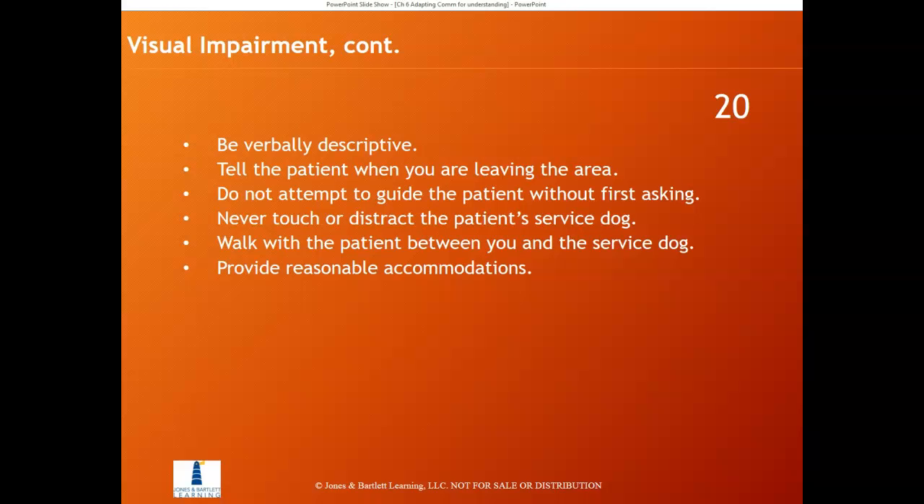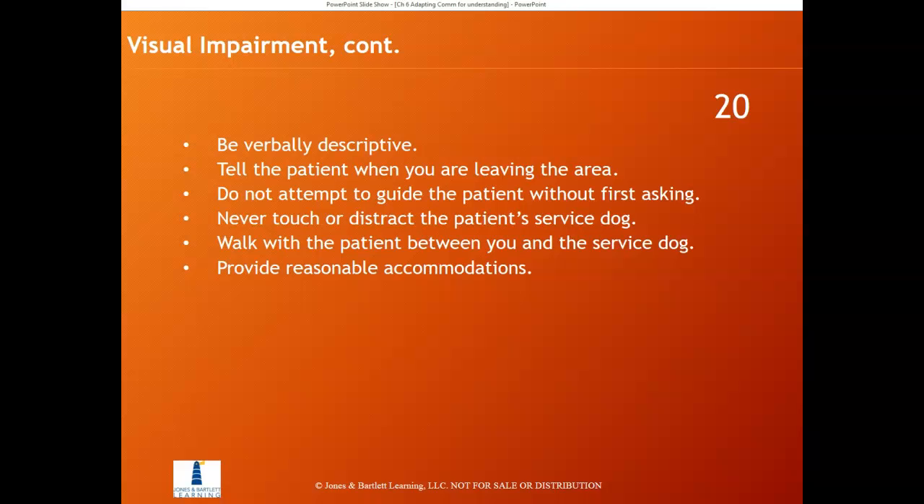And then we want to tell the patient when we are leaving the area or when we're coming back into an area. Do not attempt to guide the patient without first asking. Usually they'll say, I need assistance or I need help. With guidance, I allow them to either place their hand on my forearm or onto my shoulder as I guide them wherever I need them to go.